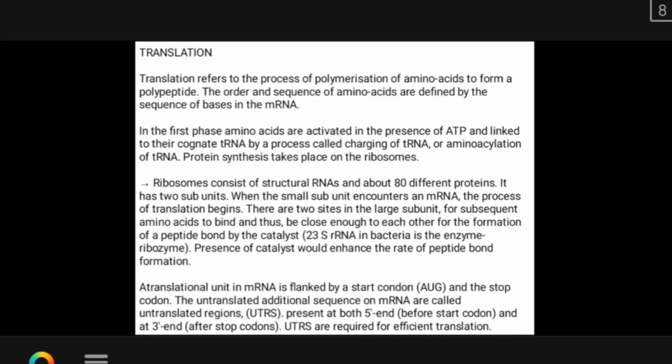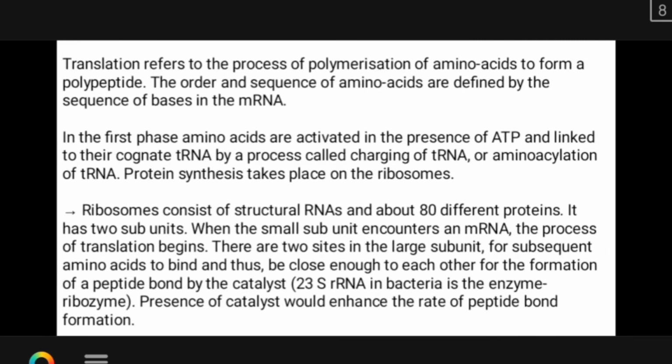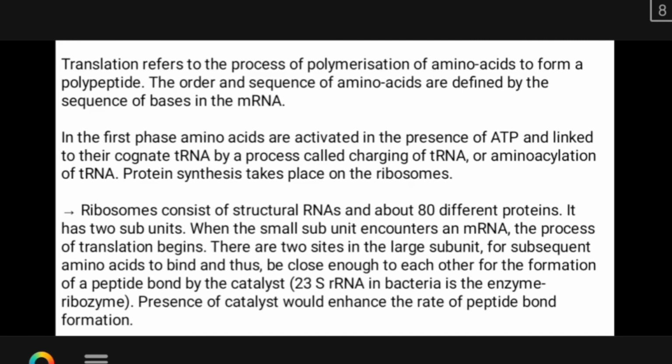Translation. Translation refers to the process of polymerization of amino acids to form a polypeptide. We have seen the replication of DNA, then transcription, that is formation of RNA from DNA. Now we are looking at formation of proteins from the RNA, that is translation. The order and sequence of amino acids are defined by the sequence of bases in the mRNA.